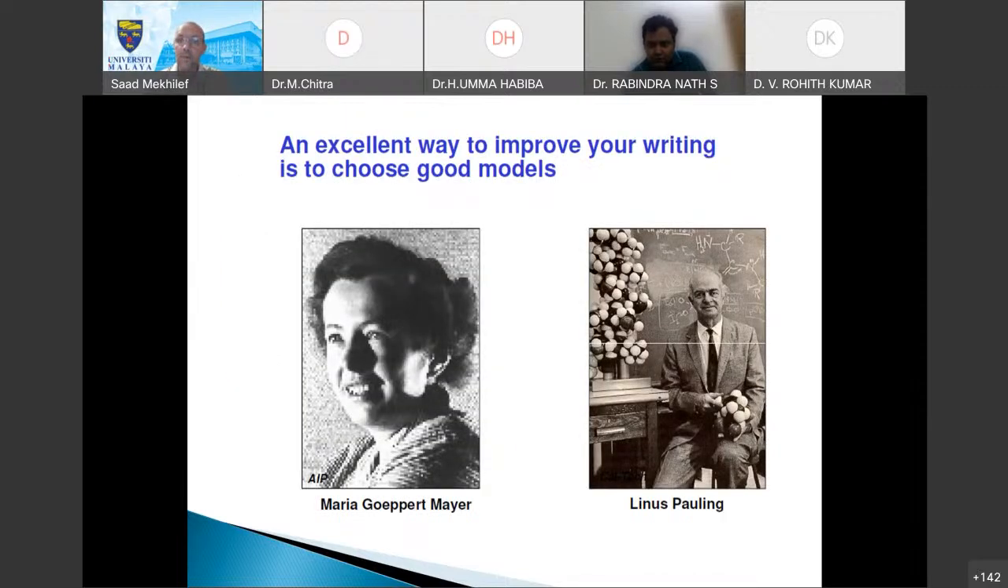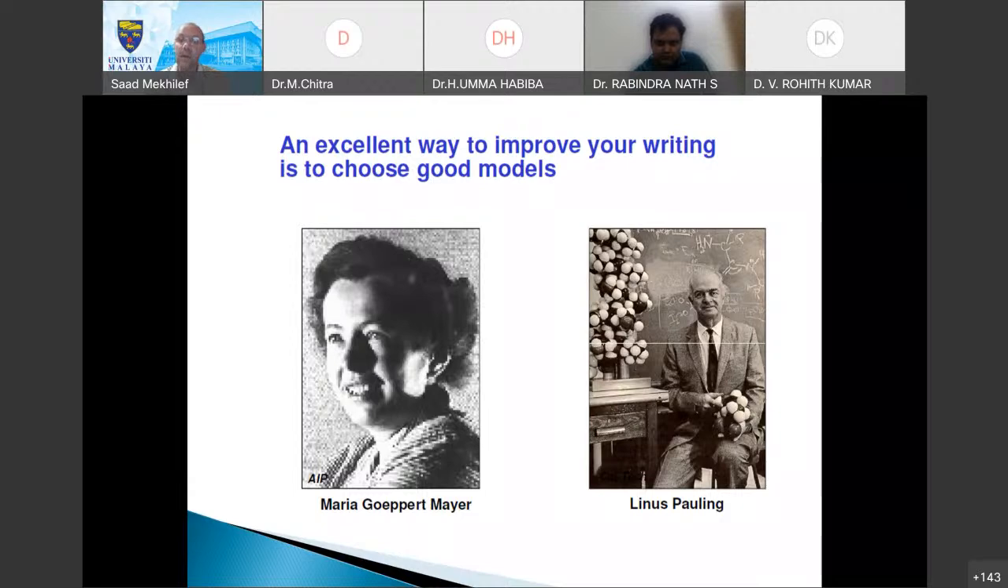And also, very important, you must have some good models that you have to follow in your writing, for example, because no one will cite or no one will read papers which are not properly written or not well presented.